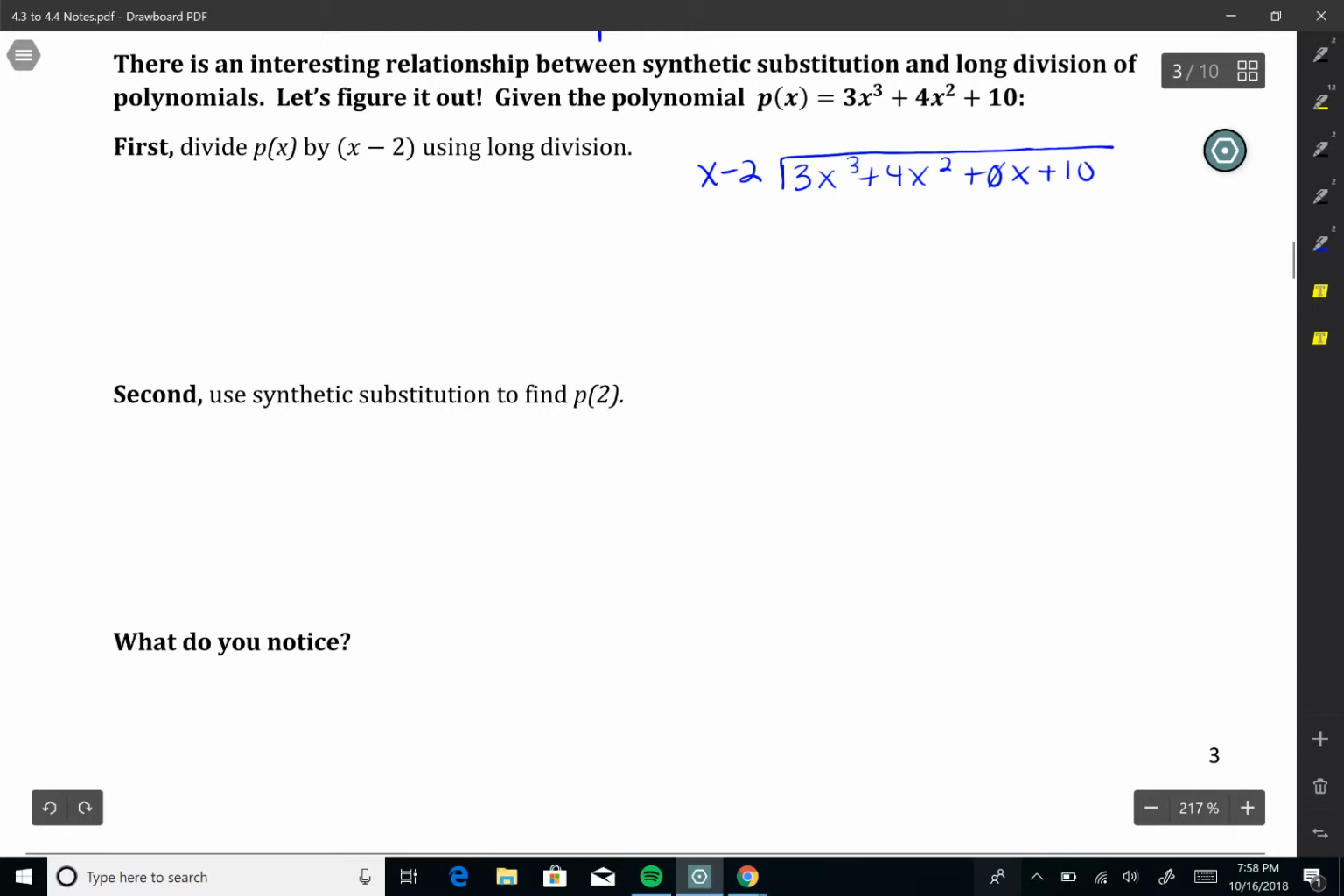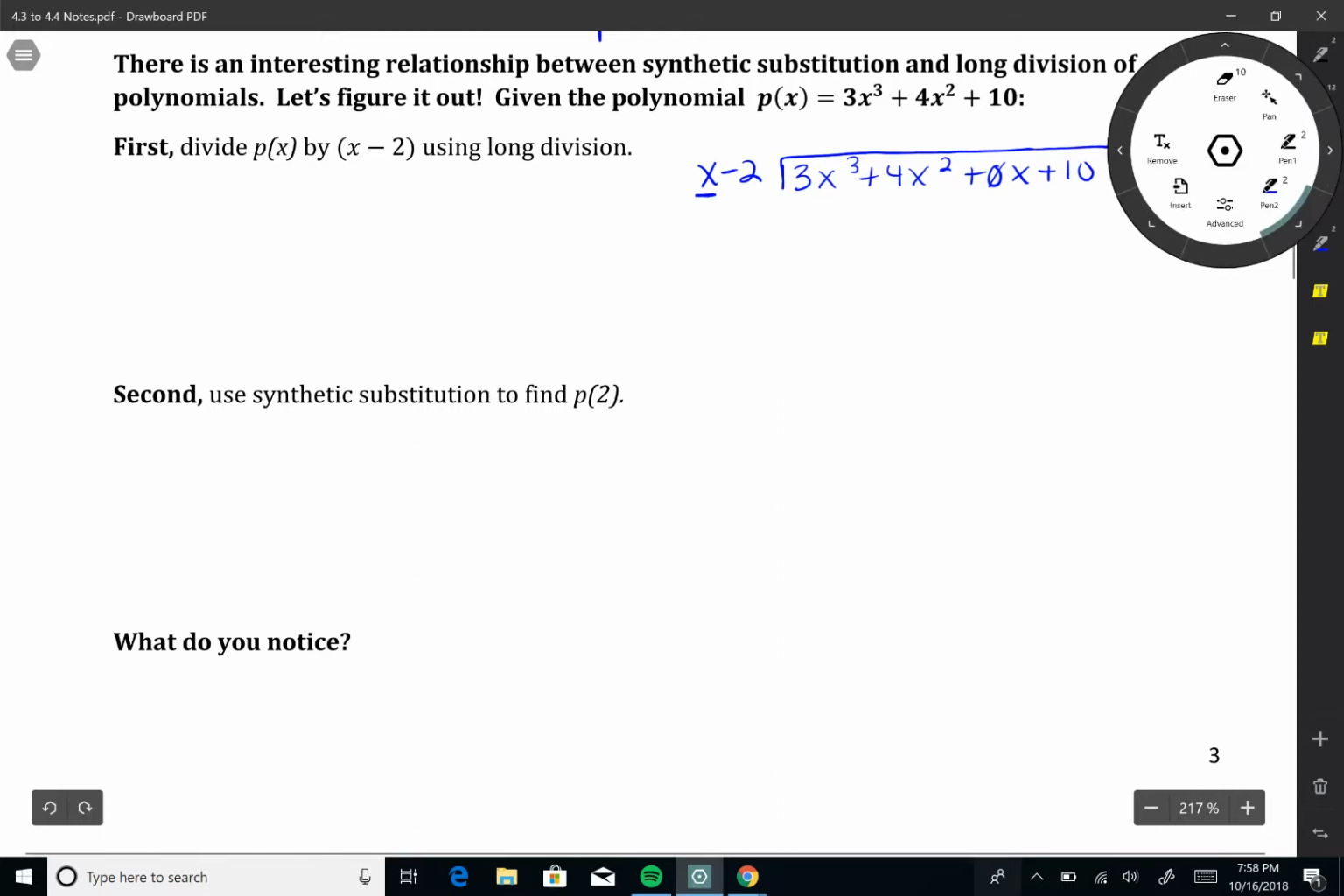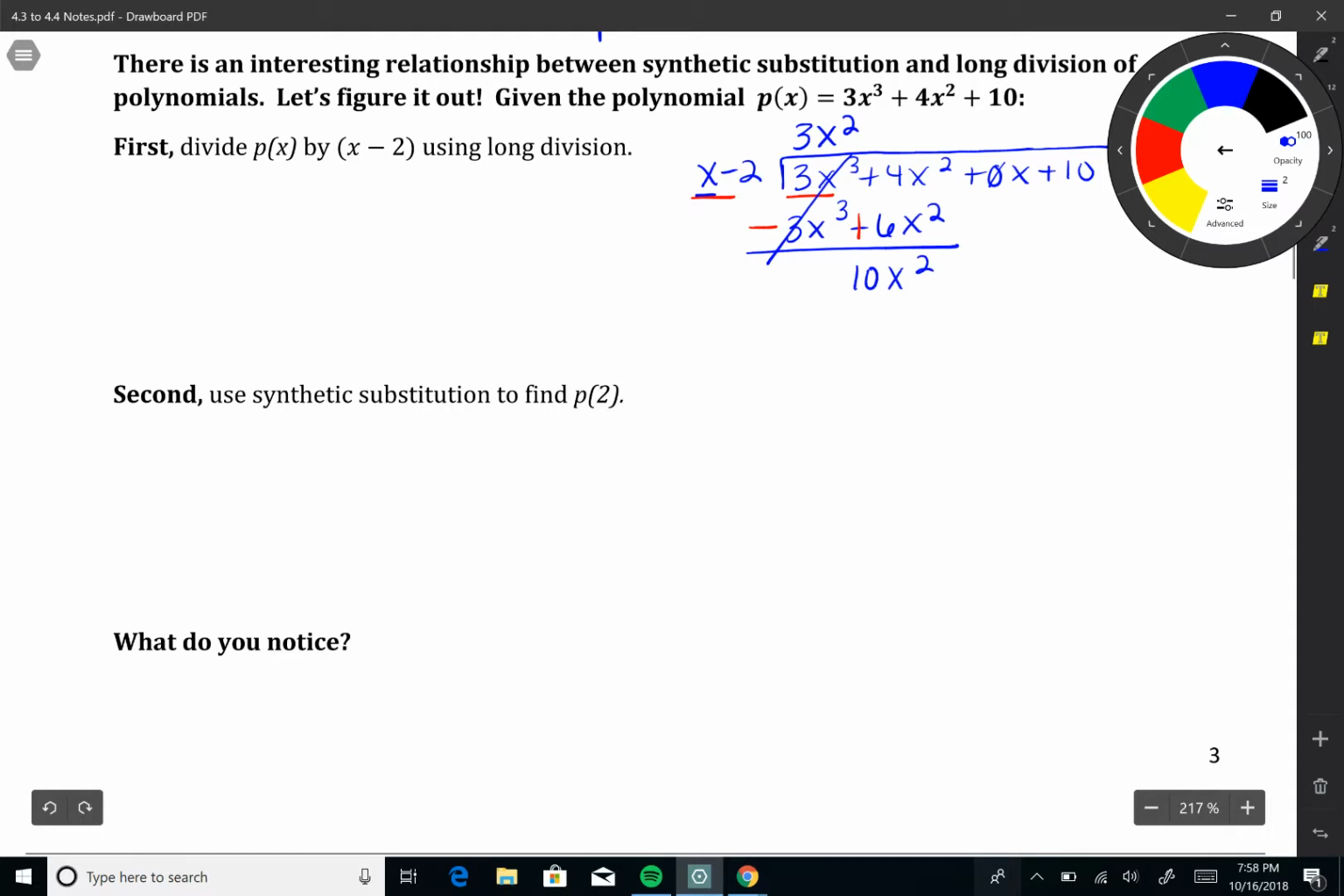All right, what do I multiply times x to get 3x cubed? That is going to be 3x squared. And then 3x squared times x is 3x cubed. And 3x squared times a negative 2 is negative 6x squared. And then I subtract those. And my first terms cancel. Then I have 4x squared plus 6x squared gives me 10x squared. And I bring down my remaining terms.